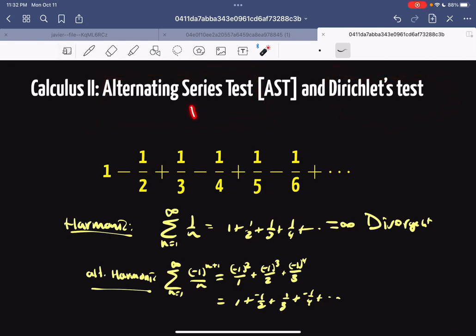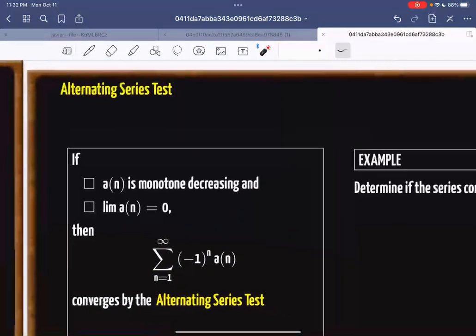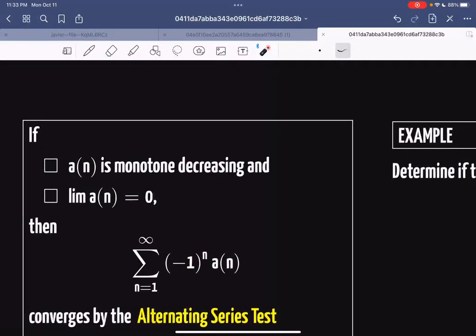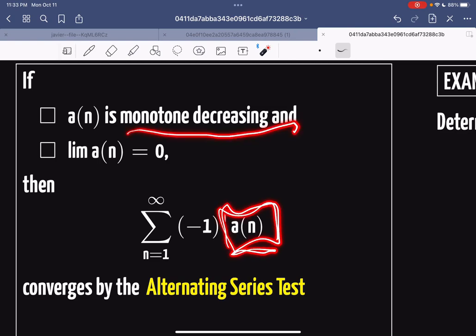In fact, the alternating series test will help us prove this. It is exactly the medicine we need to take care of this pain. So it goes like this. The alternating series test says that it's got a couple ifs and thens. If you've got a monotone sequence that's decreasing, that would be this piece right here. It's monotone and going to 0. The limit is going to 0.